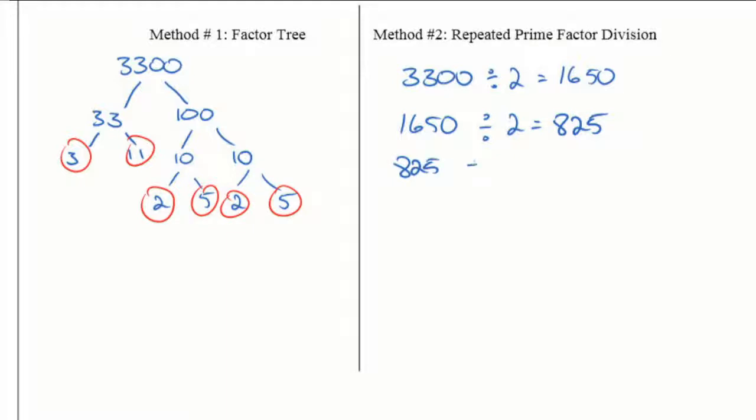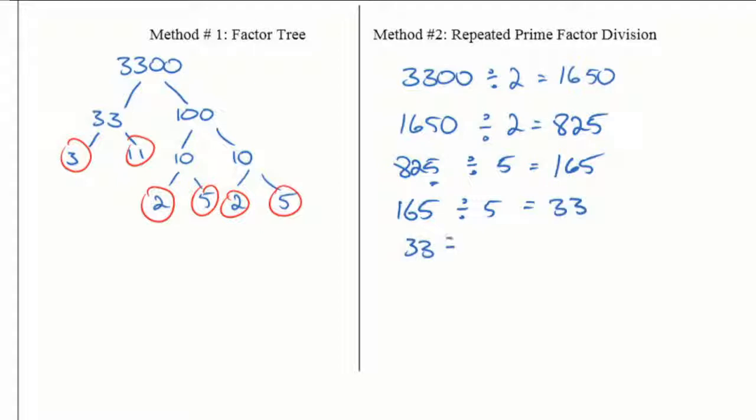825. Well, the last digit's not even, so I know I can't divide it in half, but I can divide it by 5, because the last digit's 5. And if I divide it by 5, I get 165. 165 again will divide by 5 because it ends in 5. And I end up with 33.